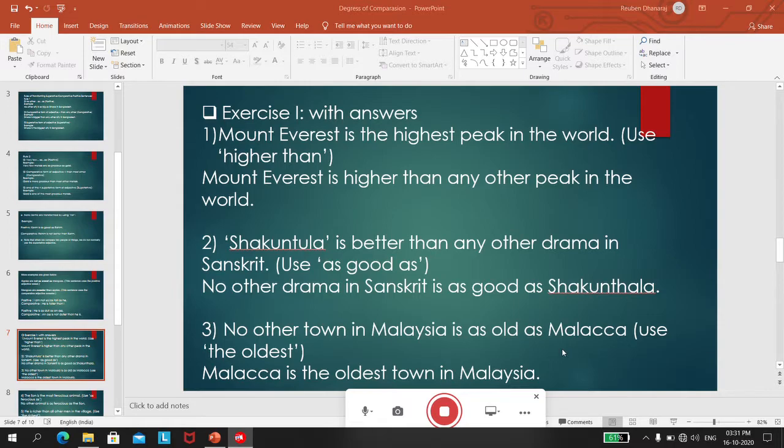Malacca is the oldest town in Malaysia. Remember that we are not comparing, say, Malaysia and Malacca. In Malaysia, there's a town called Malacca. That's what we are trying to introduce.